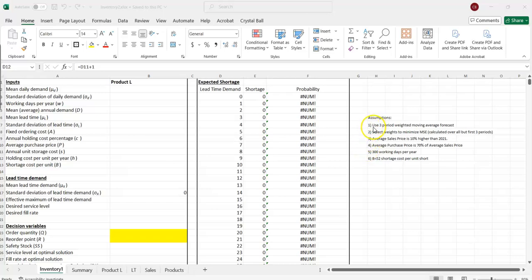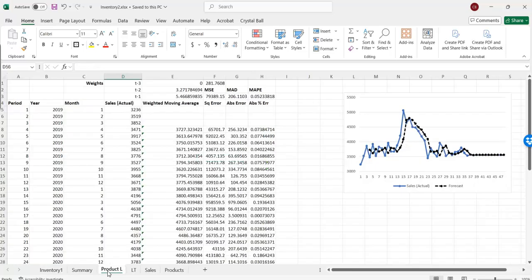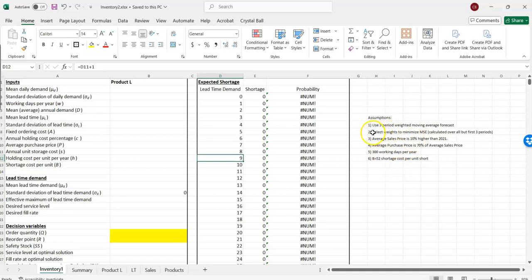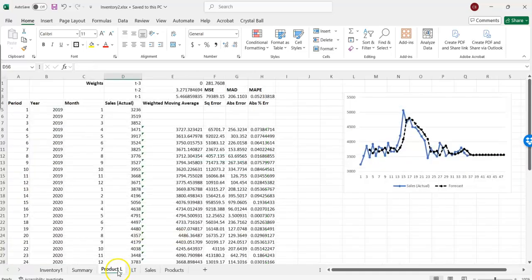What we're assuming here is we want to use a 3-period weighted moving average forecast. This is for product L in the product sales data set. On this tab, product L, we have this forecast, and our assumption is that we want to select the weights to minimize the mean squared error.